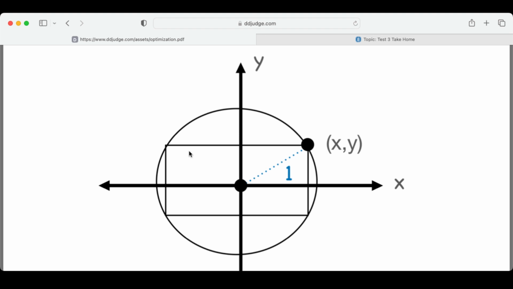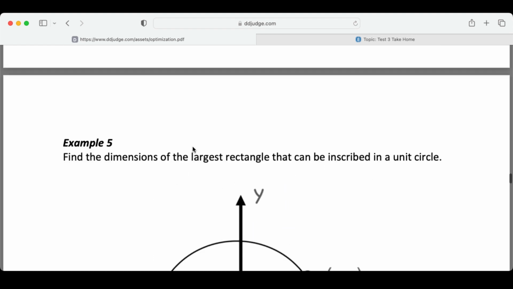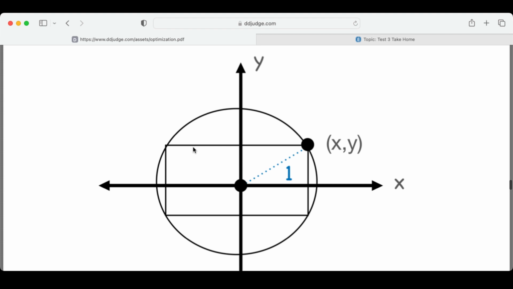Looks like an ellipse to me. I don't know. Oh yeah, it does look. No, does it? Is that a circle? Maybe.